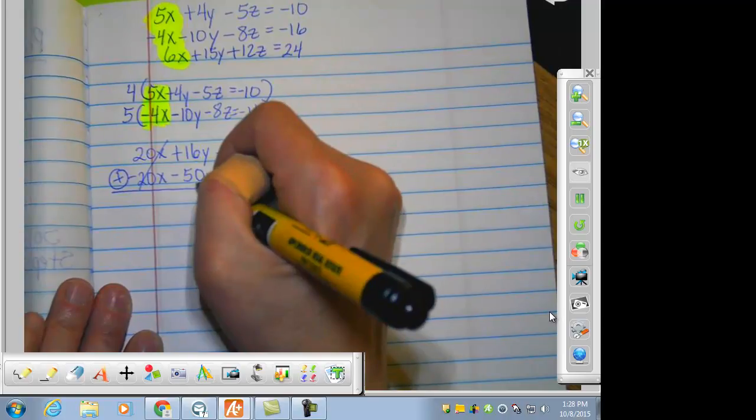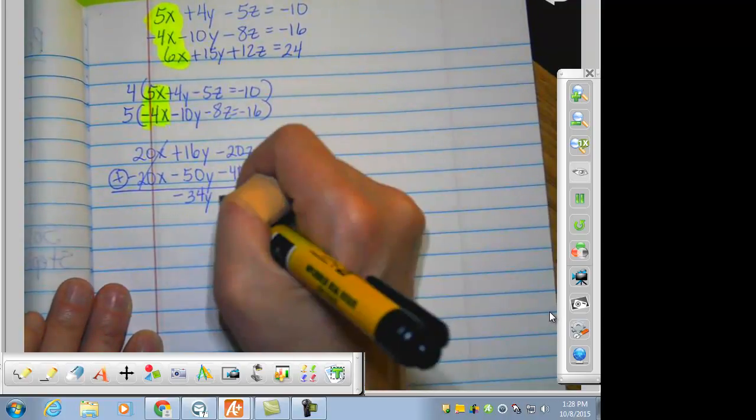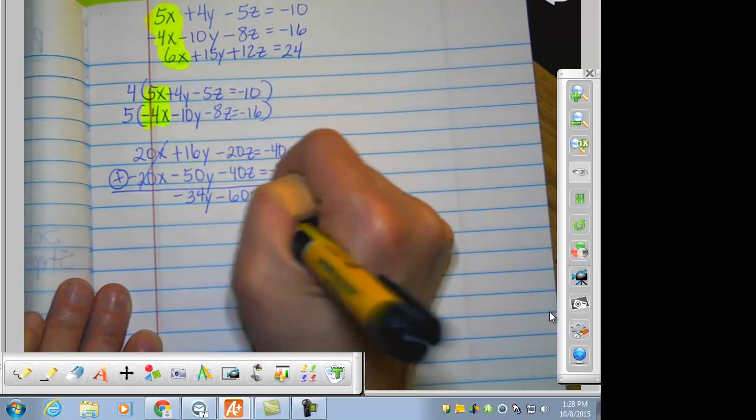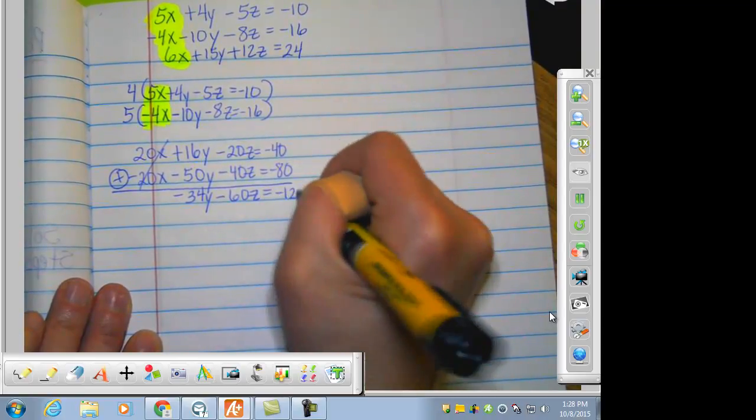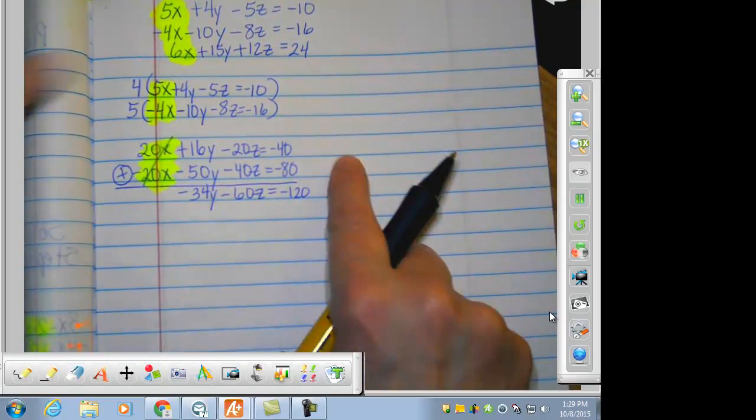16 and -50 combine to give -34y. -60z, and this is equal to -120. So I have a line right here. My goal was to get rid of the x's, and did I succeed? Yes. So now I'm going to pick 2 more equations up here. I can pick 1 and 3, or I can pick 2 and 3. I just can't do 1 and 2 again.